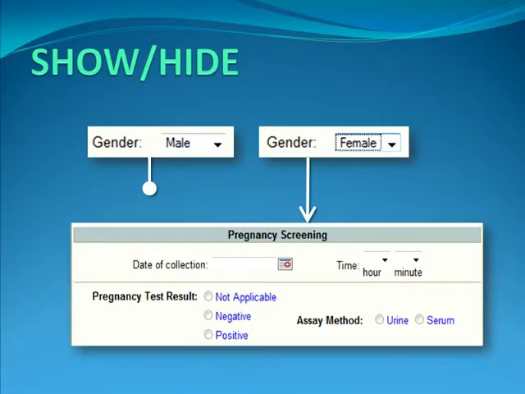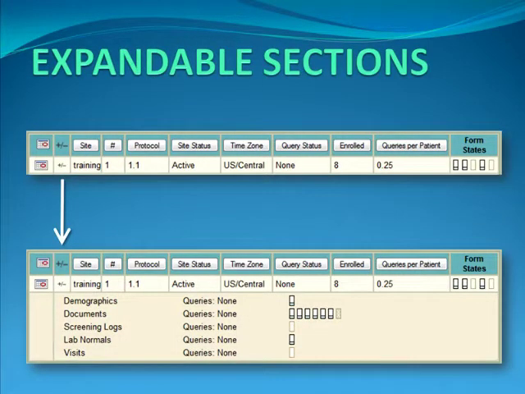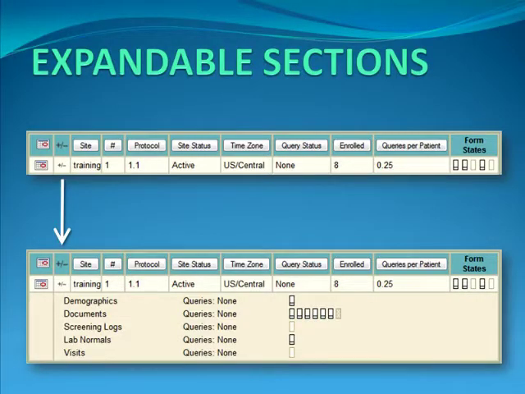Vision can dynamically present individual questions, sections, or entire forms based on prior entries. For example, Vision will only present a pregnancy screening section if the patient is female. A derivative of the show hide functionality is what we call expandable sections. A toggle, in this case the plus minus icon in the second column, is used to collapse or expand a listing. This design element is used extensively in the document manager to show hide prior revisions of a document.